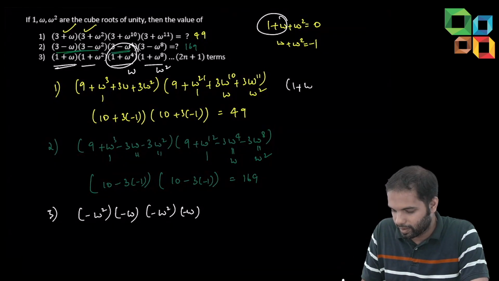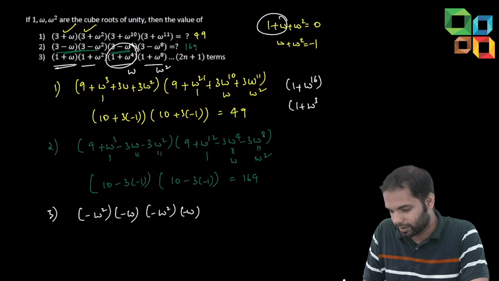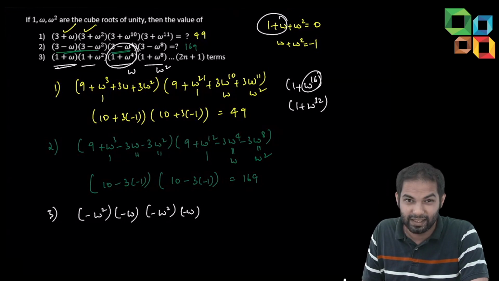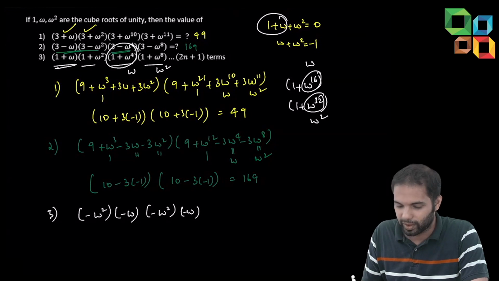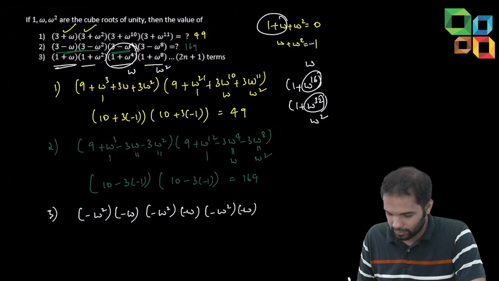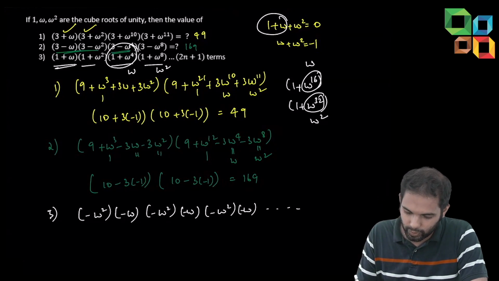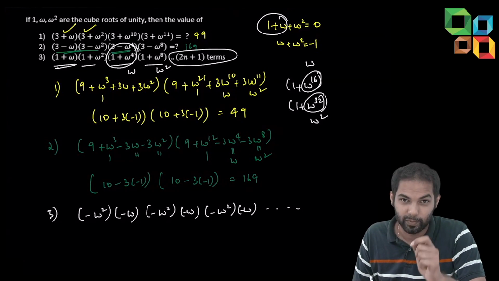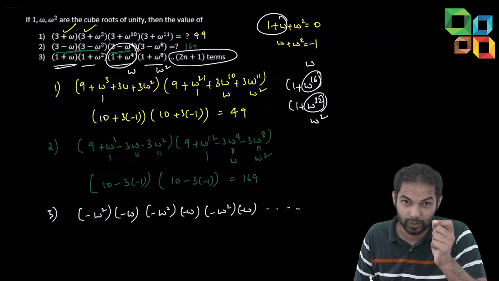Let me see the next term. 1 plus omega power 16 and 1 plus omega power 32. Right? Omega power 16, remainder is 1, so this is omega. Remainder is 2, so this is omega square. Again, we'll get the same thing, minus omega square, minus omega. Okay, we are doing this for 2n plus 1 terms. Remember, 2n plus 1 terms, not 2n terms.